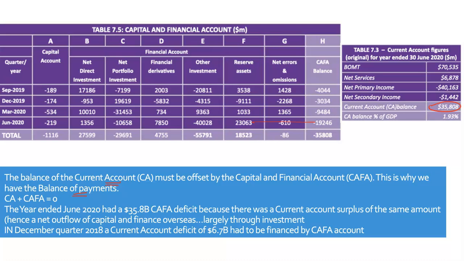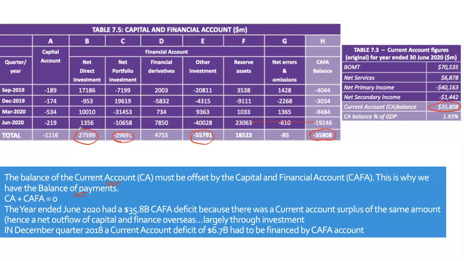So because we had a surplus in our current account it enabled us to have a deficit in our capital and financial account, which meant that we balanced, which meant that in terms of capital and financial, we were able to have money leave Australia. And that $35 billion was largely driven by outflows in other investment and portfolio investment, although we were then happy for our money to be coming into our country due to net direct investment.